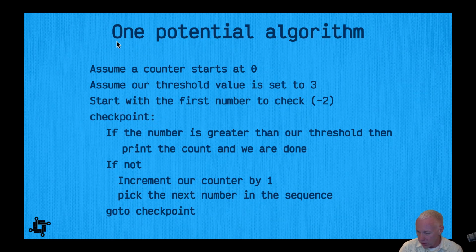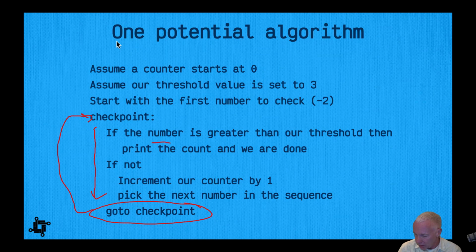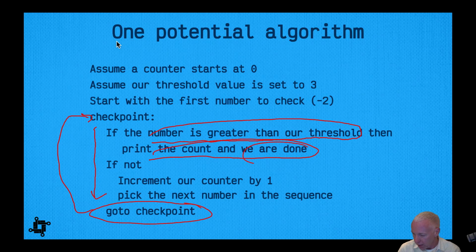But what happens is we get into this area right here and we say, well, is the number greater than our threshold value? If it is, then we are going to print the count and we're done. However, if it's not, we're going to increment the counter, pick the next number in the sequence, and then go back to our checkpoint. So essentially, this right here sends us back to here in our set of English statements, our recipe, if you will. And then we just do all of these in sequence. And only when this is true do we then print out. And by the way, that's when we're done. So that's the algorithm written out in English.